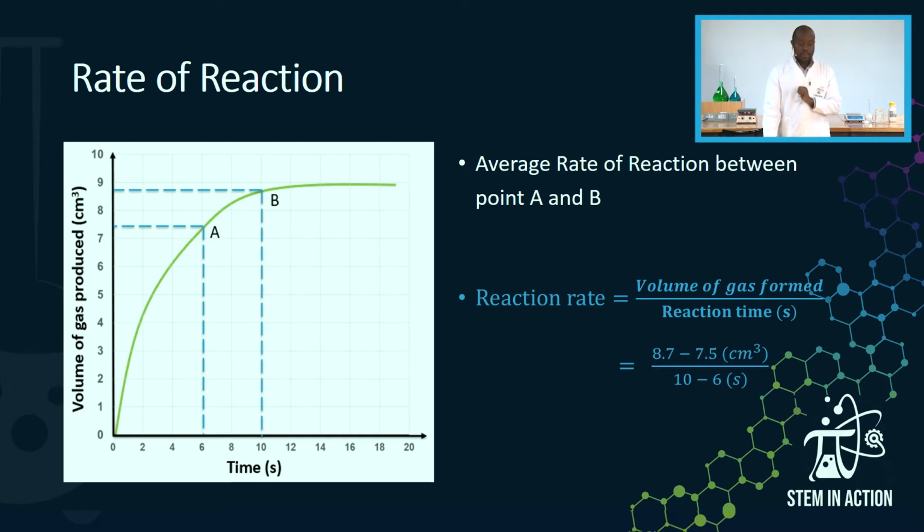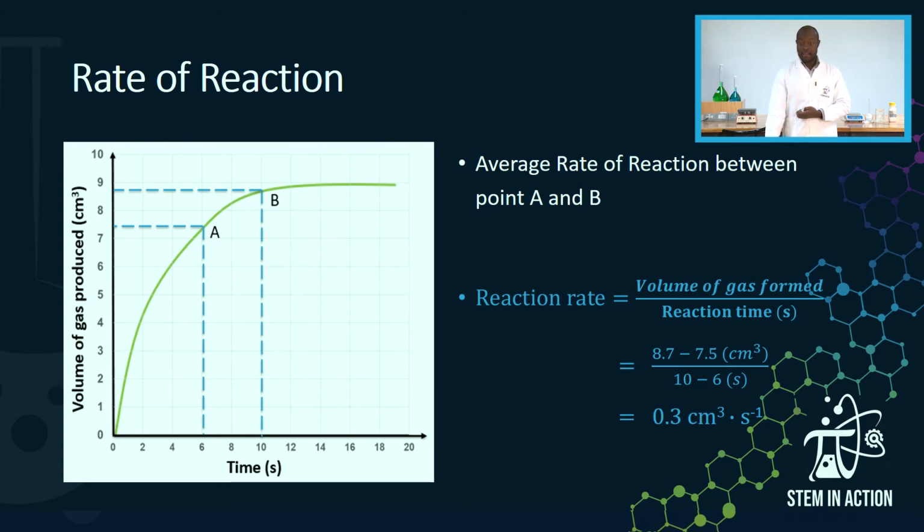And if you look at that, you notice that our volume at point B is around 8.7 cubic centimeters, which is our final volume, and our initial volume at point A is about 7.5 cubic centimeters. And our final time is about 10 seconds, and our initial time there is about 6 seconds. And from here, it is simply pure maths. It's a mathematical calculation. And if you put that in a calculator, you're going to get 0.3 cubic centimeters per second. And these are our units because we are dividing our y, which are cubic centimeters, over our x, which is seconds.